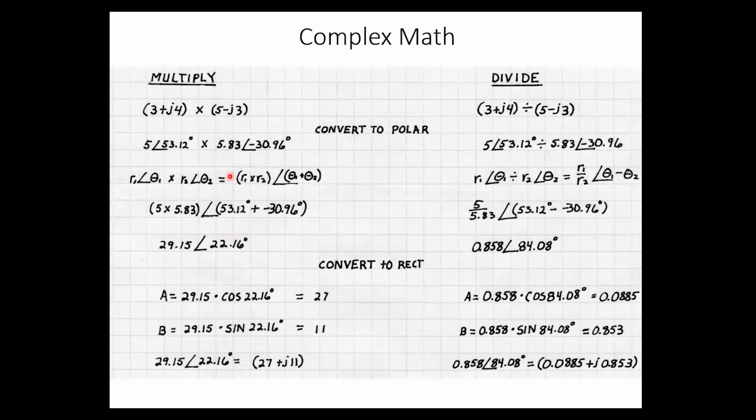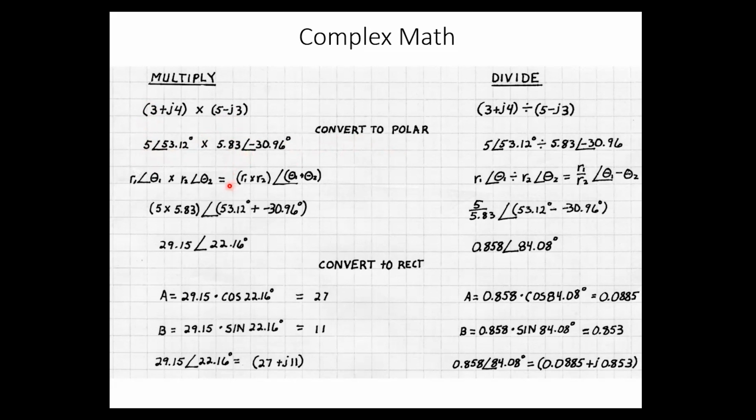All right, so how do we do multiplication and division? Let's multiply 3 plus j4 times 5 minus j3. So this one's inductive, this one's capacitive. We start by converting it to polar notation, or we convert it into a phasor. So converting 3 plus j4 to polar notation, remember we did that on the previous screen. It's 5 at an angle of 53.12 degrees. 5 minus j3 is 5.83 at an angle of minus 30.96 degrees.